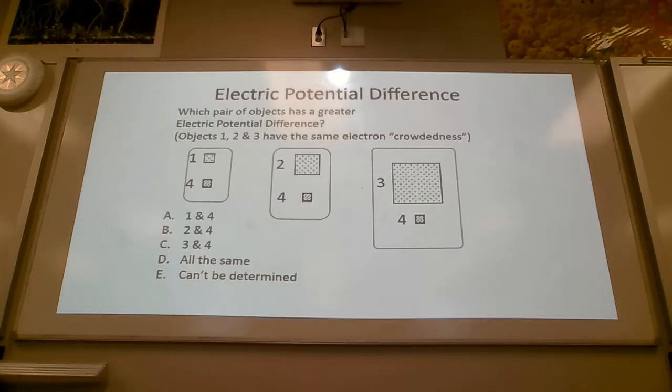Okay, so now 1, 2, and 3 all have the same crowdedness, and 4 obviously the same crowdedness. Tell your neighbor. There we go with D. Okay. I like D as well.